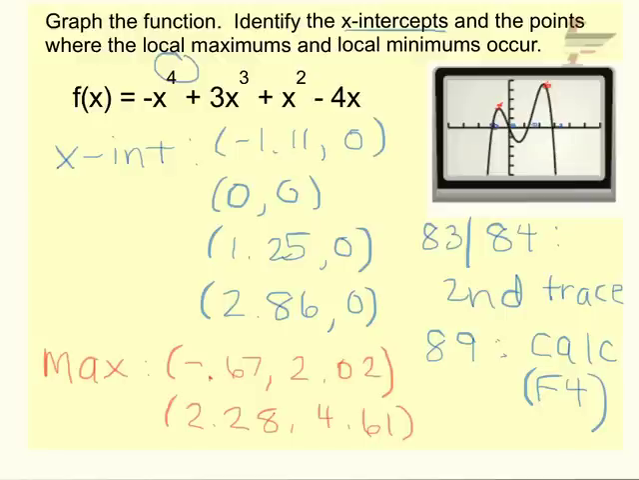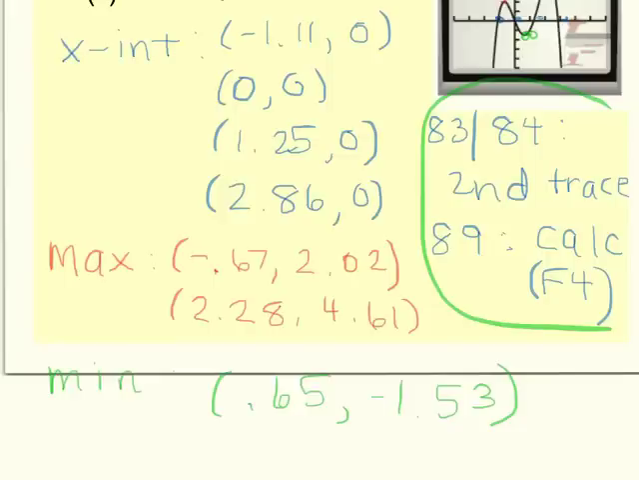Okay, last but not least, we want to find the minimum. And you can see that there is only one minimum, and that point is right there. So now you go back to the same spot you did here, and you choose minimum. And for lower bound or left bound, you're to the left of it. And for upper bound or right bound, you're to the right of it. So last but not least, see what you get for a minimum. All right, and for that minimum point, I got 0.65, comma, negative 1.53.